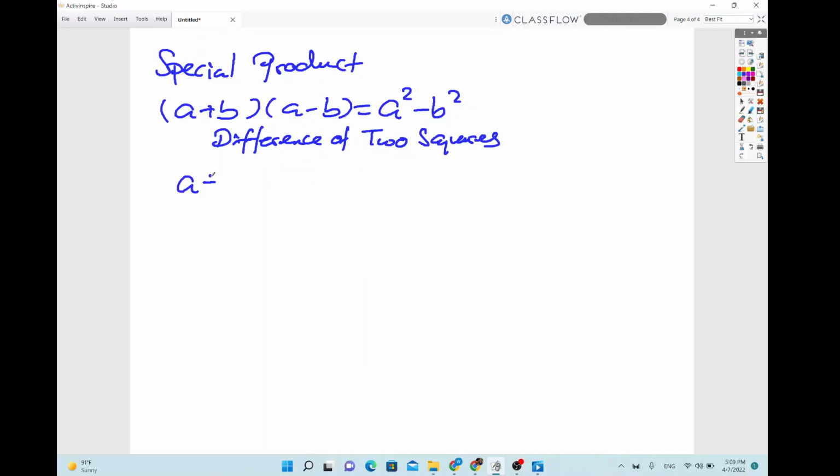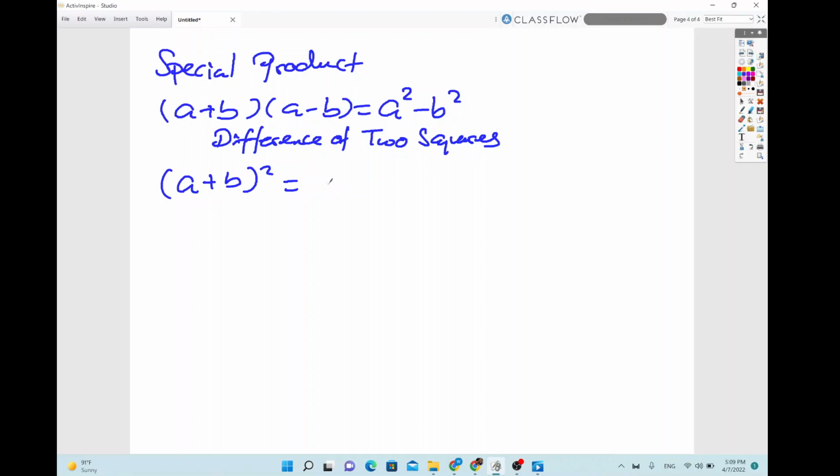And then the other one is a plus b, quantity squared. If this one is written as a plus b quantity squared, it's the same as a plus b times a plus b. But the thing is that you want to FOIL, multiply it out, so that'll be a squared plus 2ab plus b squared. So this one is linking to the binomial expansion in Algebra 2.